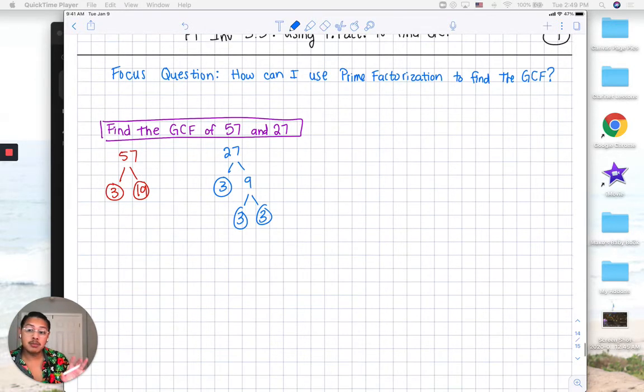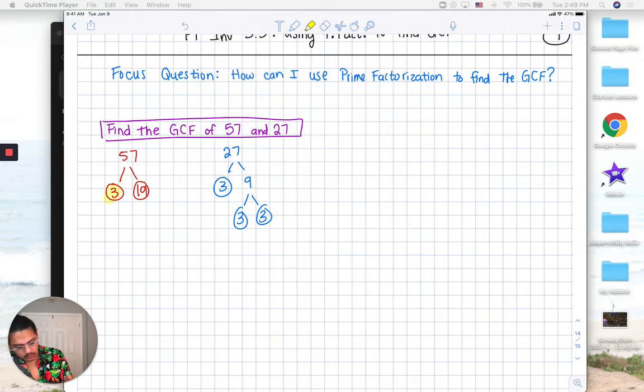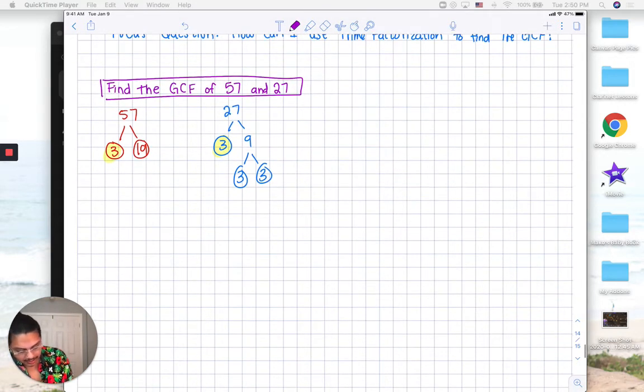Now remember, the process is shorter. We stop after we find what prime factors they have in common. What do they have in common here? Well, I see that they both have a 3. I write that down in my list, and that's it. That's all you have to do. Write down what they have in common. In this case, they only had one thing in common, so we write down that one thing, and that is the greatest common factor.